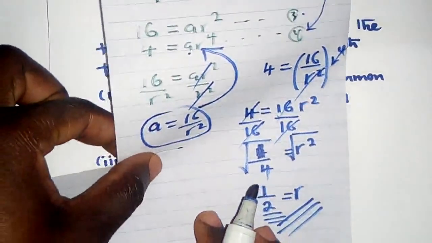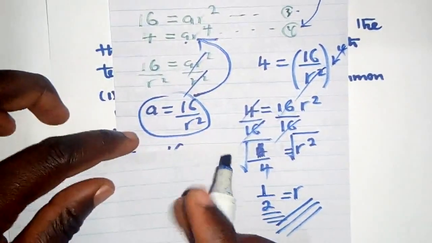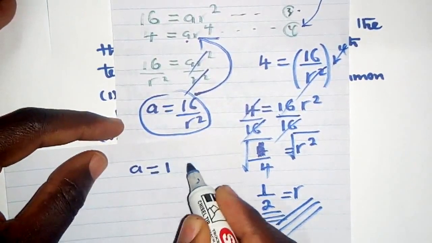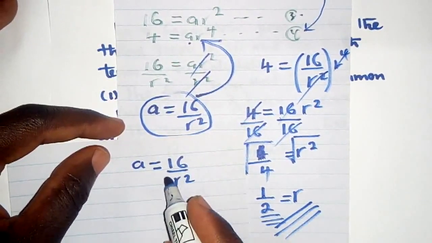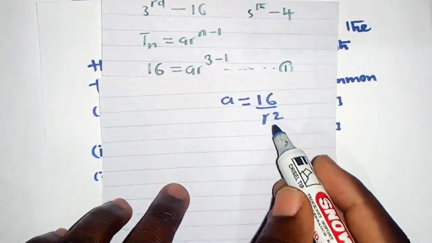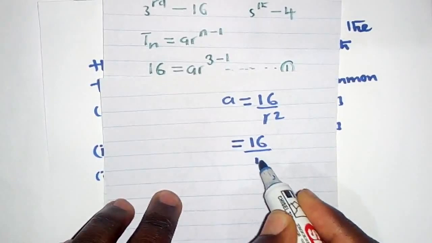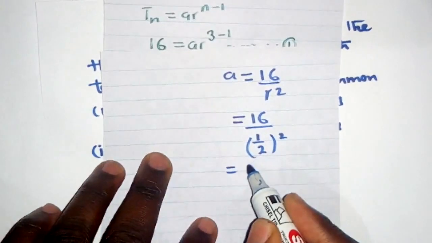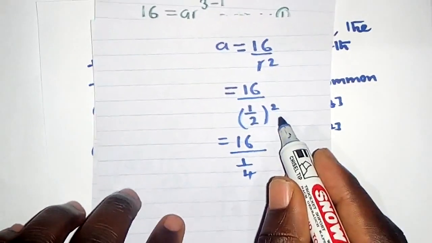So for the first term, we take all our calculations, and as you can see here, A is equal to 16 over R squared. So we'll get this R and put it where R squared is, and it will look like this. So it will be 16 over (1/2) squared, and if we solve nicely here, we'll get 1/4 down here because of this power.